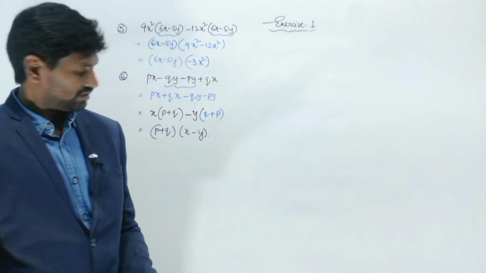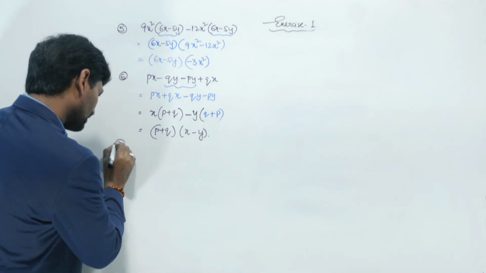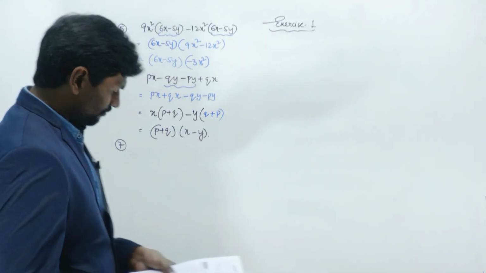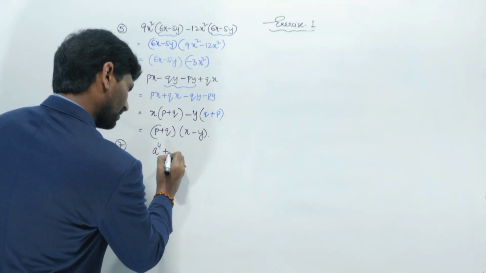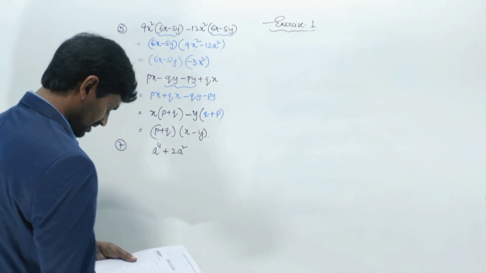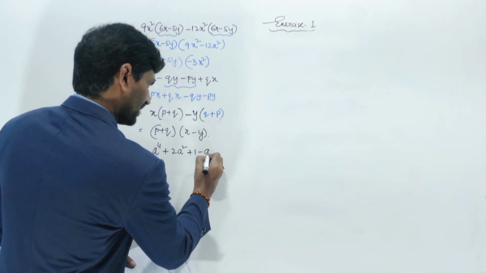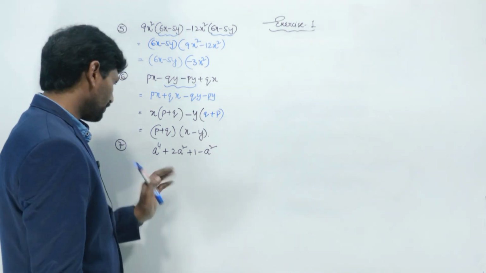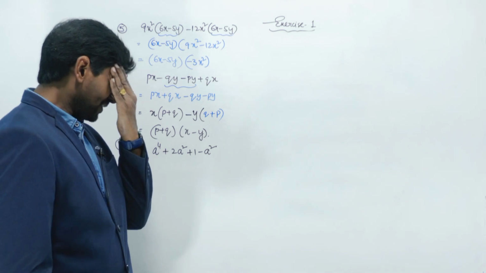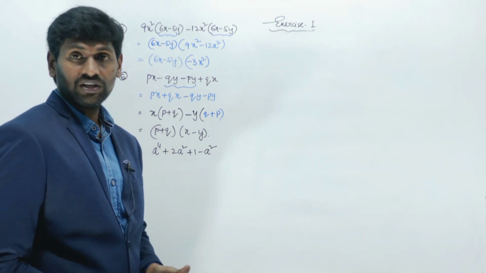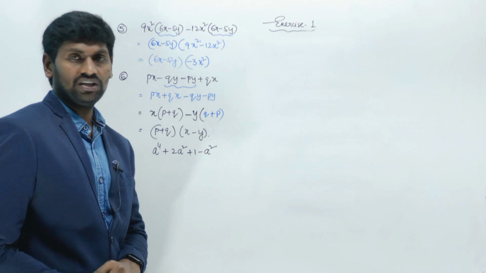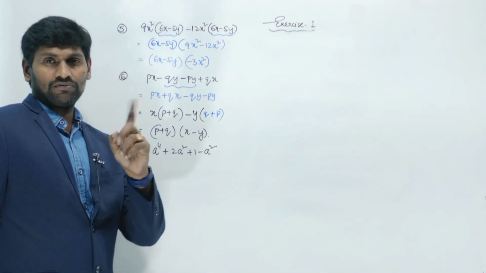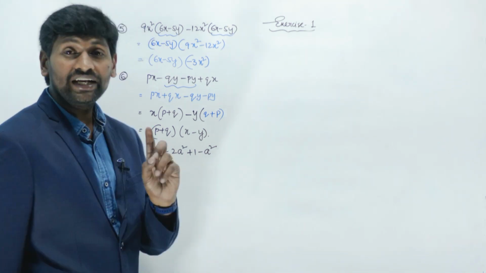Okay. Problem number 7: given the expression a power 4 plus 2a square plus 1 minus a square, we need to identify the factors of this expression. First identify the common factors. Or else, from the first three terms we can use one of the algebraic identities.